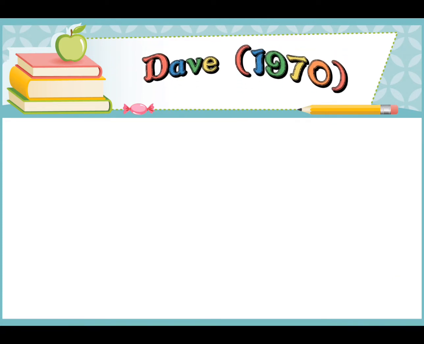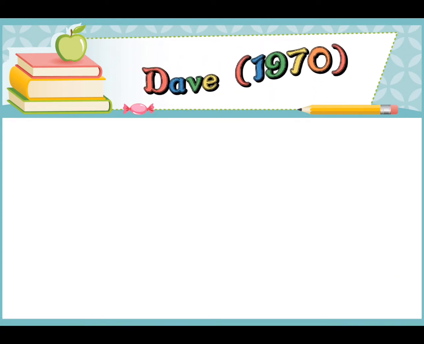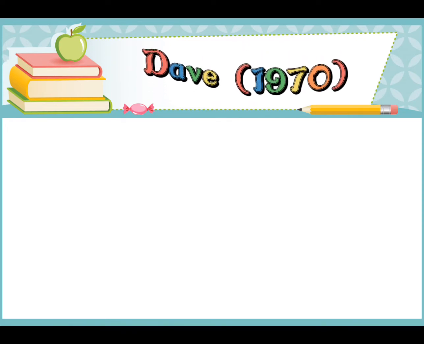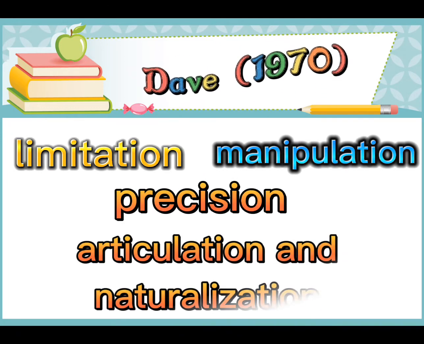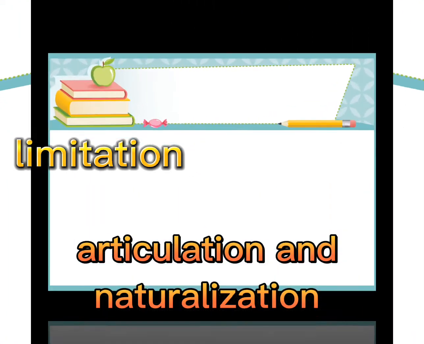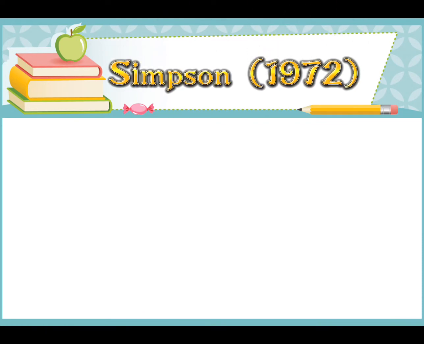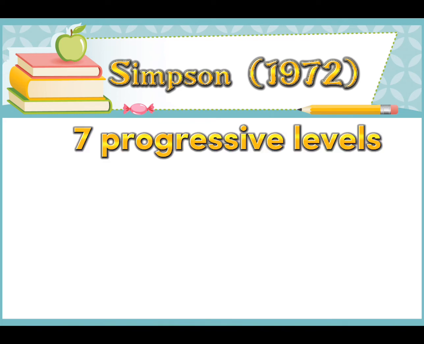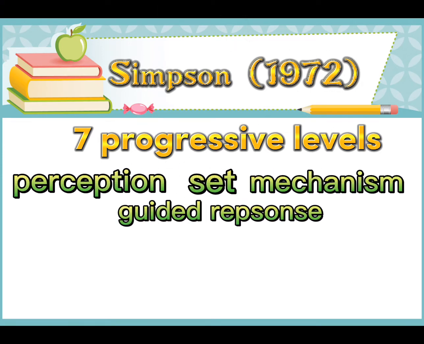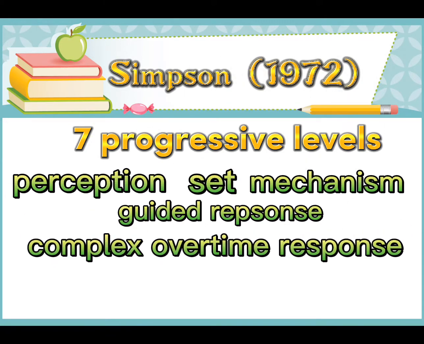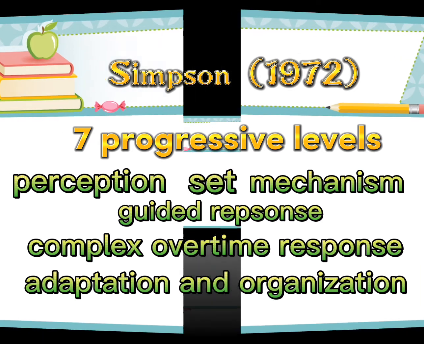Dave, in the 1970s, identified five levels of behavior in the psychomotor domain, which are imitation, manipulation, precision, articulation, and naturalization. Also, Simpson, in 1972, laid down seven progressive levels, namely perception, set, guided response, mechanism, complex overt response, adaptation, and organization.